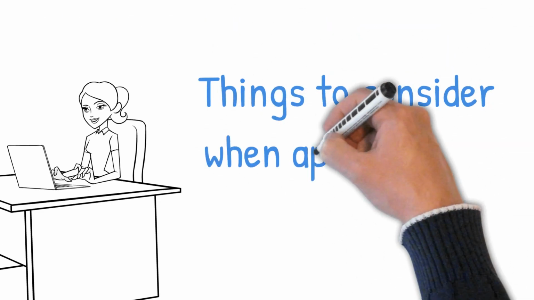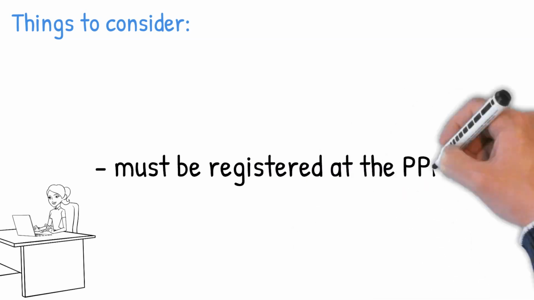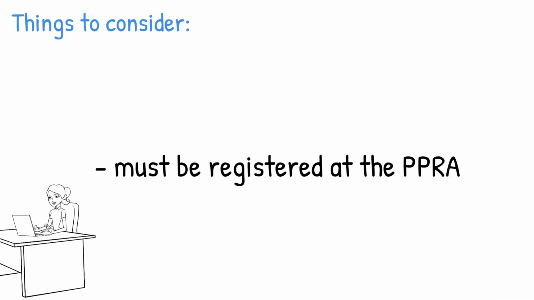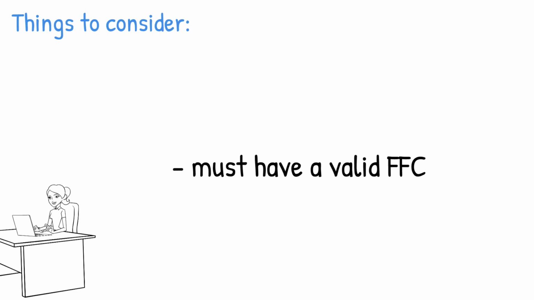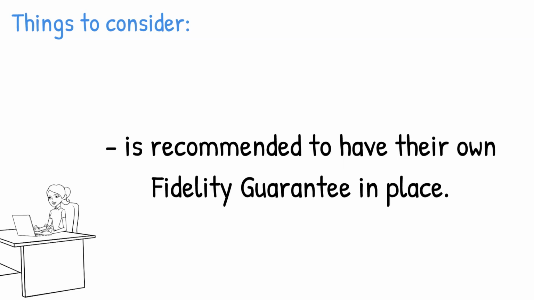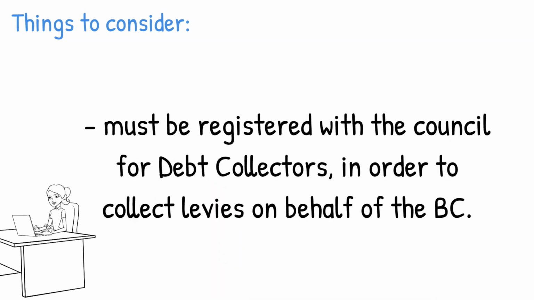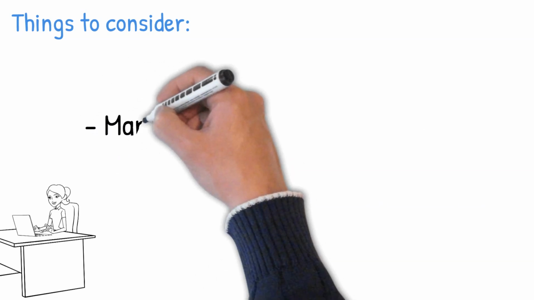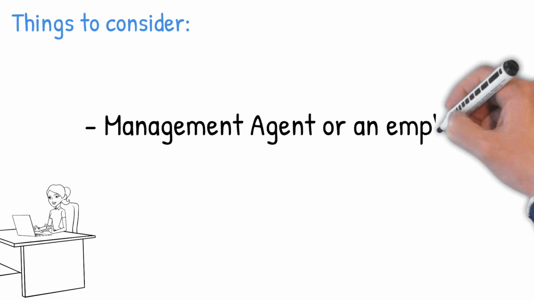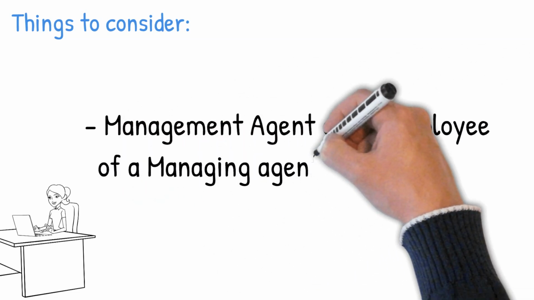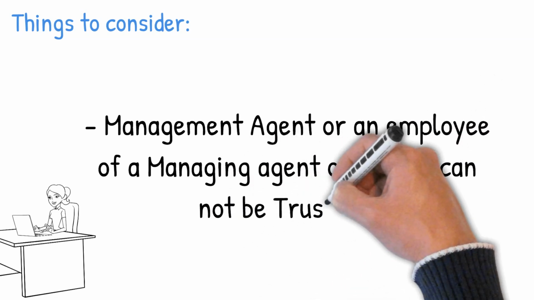Some things to consider when appointing a managing agent. A managing agent must be registered at the Property Practitioners Regulatory Authority, also known as the PPRA. Must have a valid Fidelity Fund certificate. Managing agents are also recommended to have their own fidelity guarantee in place. They must be registered with the Council for Debt Collectors in order to collect levies on behalf of the body corporate. The managing agent, or an employee of the managing agent, that renders services to the body corporate, cannot be part of the trustees for the body corporate.